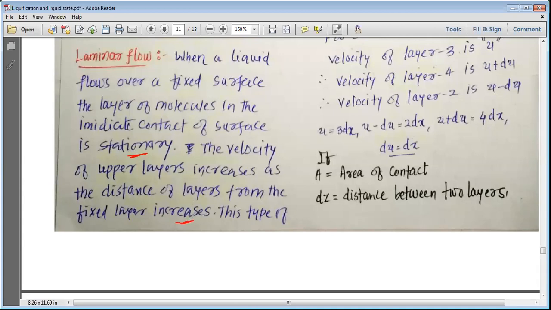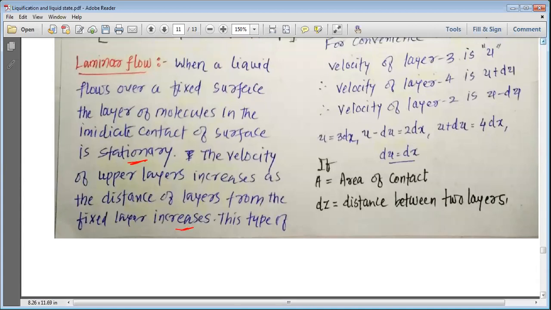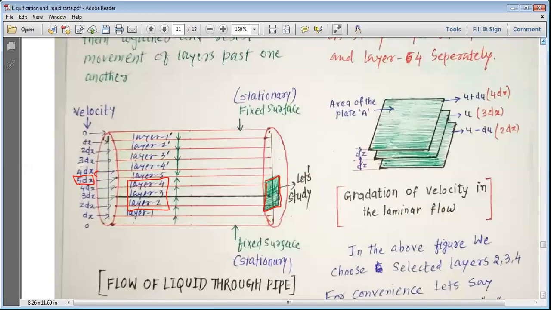So if the distance from the fixed layer increases, you can see here as the distance from this fixed layer increases, the velocity increases. Here also you can see that the velocity increases as you go down the group up to 5 dx.